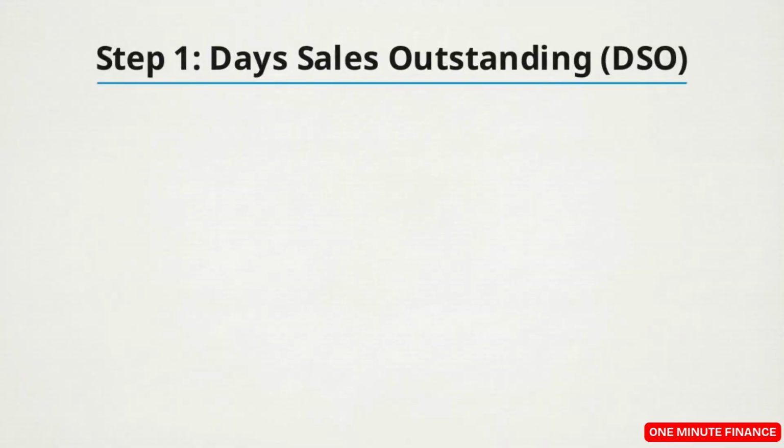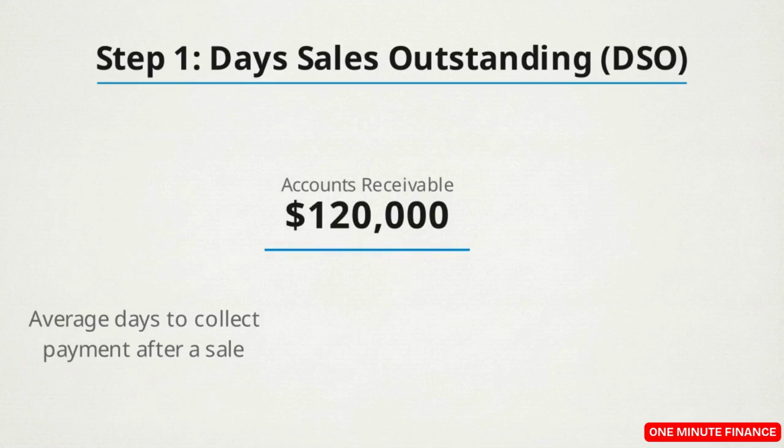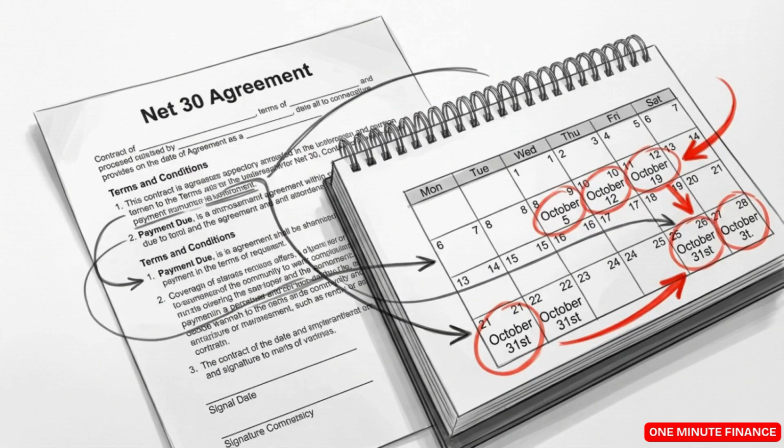Step 1 is calculating days sales outstanding, or DSO. It measures the average days it takes to collect payment after a sale. By dividing $120,000 in receivables by $3,288 in daily sales, we find a DSO of 36.5 days. When calculating your own DSO, ignore your stated invoice terms. Use your actual historical collection data, as customers often pay much later than the net 30 window on your contract.